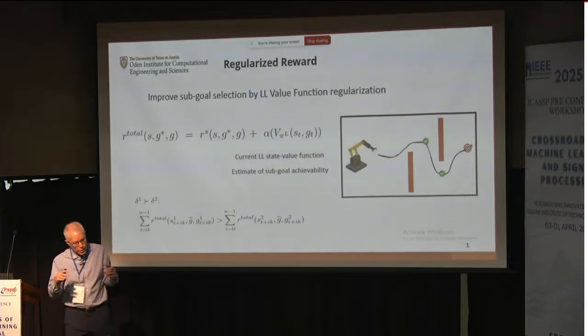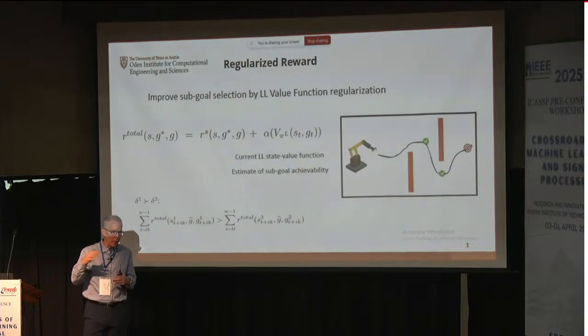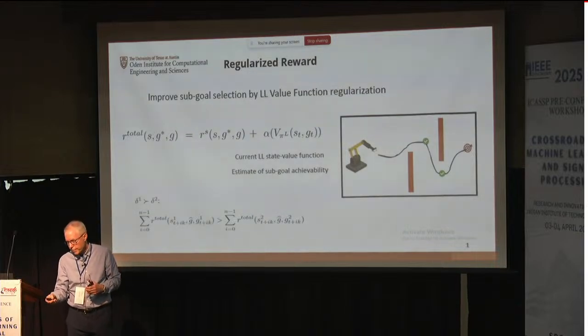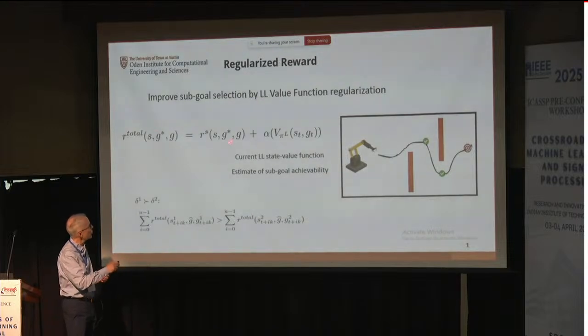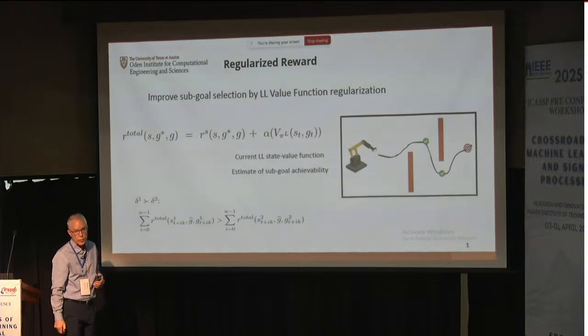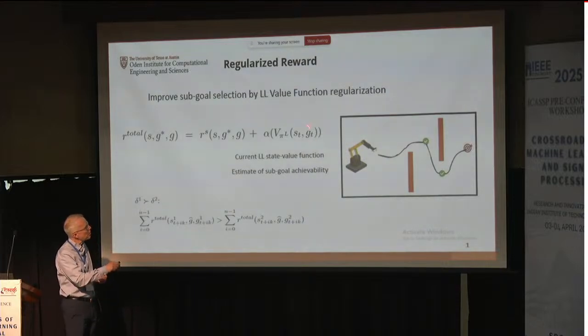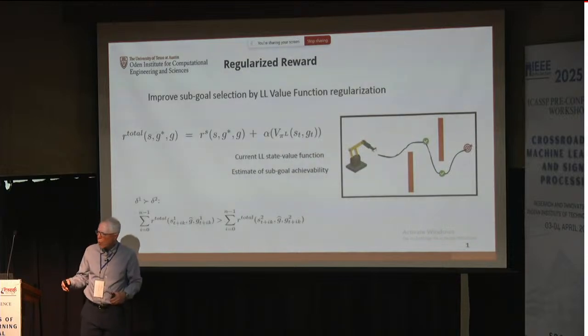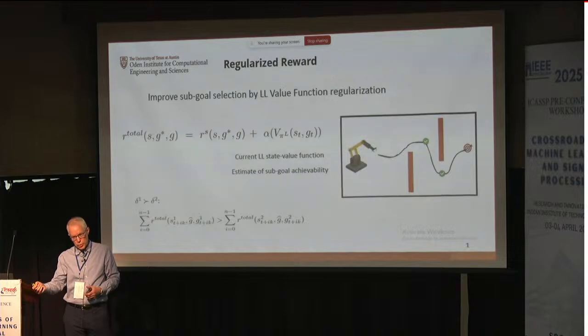But I still have this question of the connectivity between the low and the high, because when I go to predict a subgoal for the lower level, I should take into account something about the current lower level policy, because that's evolving. So the idea here is that we augment the reward with a regularization which is based on the current value function of the lower level policy. This is kind of telling me how well I think it can get to a particular subgoal.